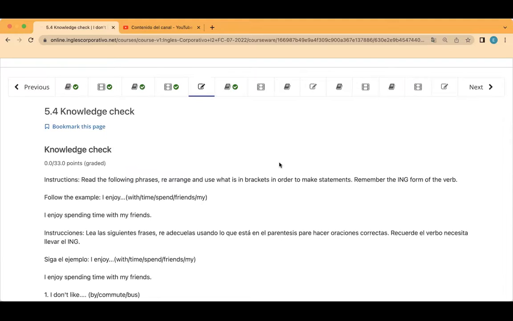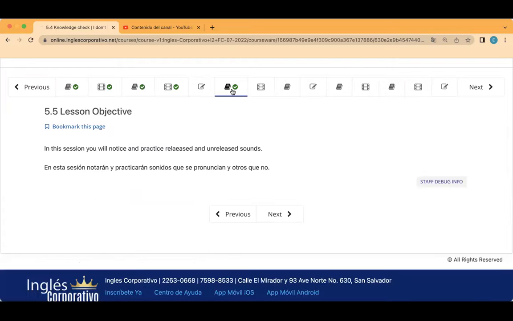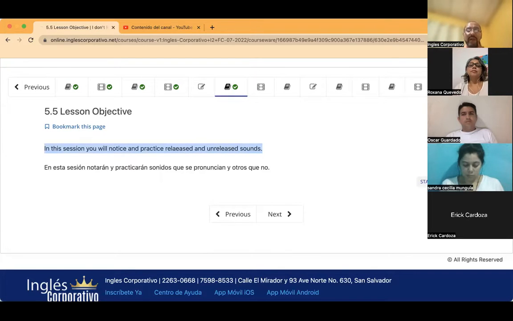Is that okay? It's okay, teacher. Yes. All right. Excellent, excellent. Okay. So now we have just a little bit of pronunciation that we're going to practice. Here, let's look at the objective. And Sandra, can you read the objective?